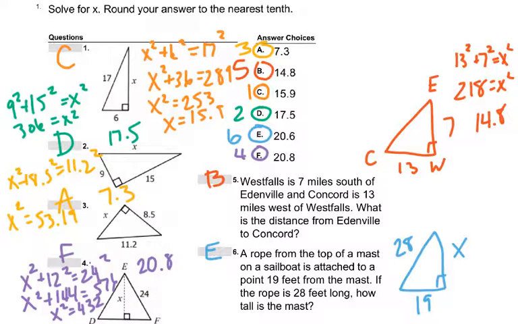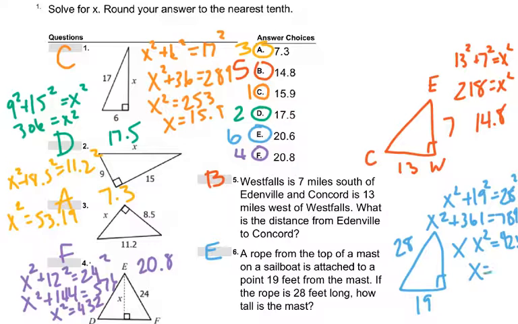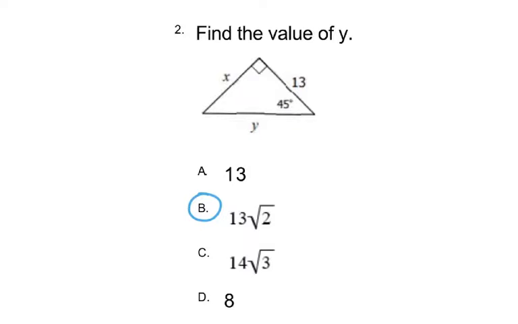For part E, I would set this one up as x squared plus 19 squared equals 28 squared. X squared plus 361 equals 784. I subtract 361 to the other side, so x squared equals 423. And then when I take the square root of both sides, that's how I get 20.6. So if you missed any of those, hopefully you know how to do them now. If not, you can always ask me for extra help.